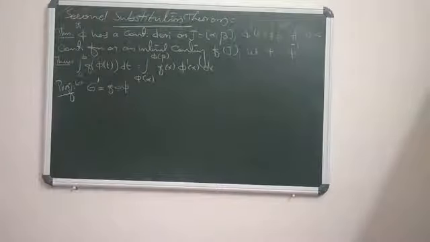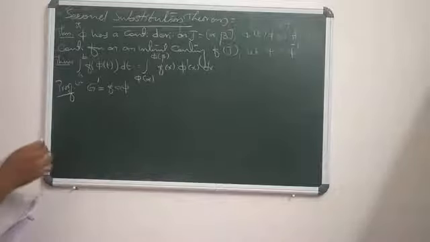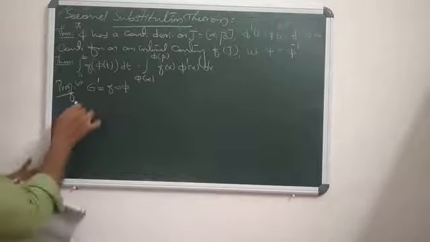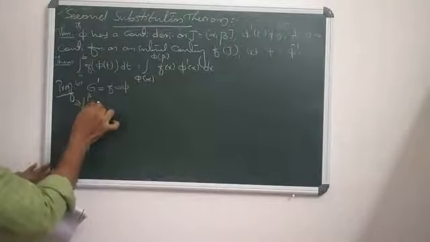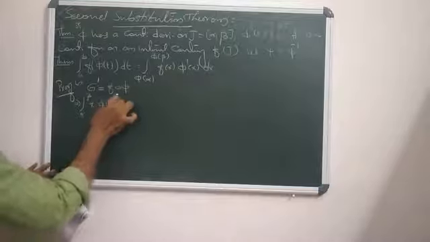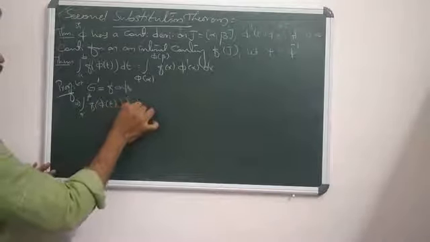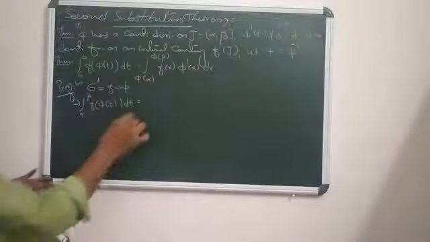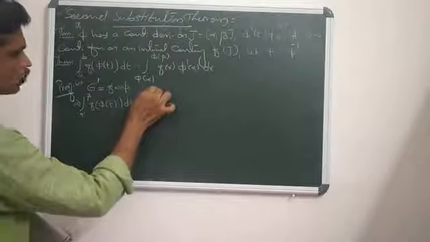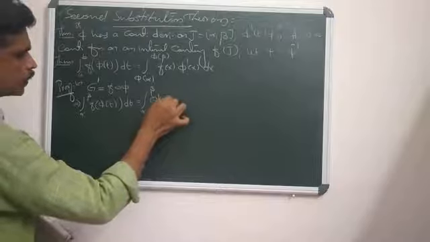Means g is the integral from a to b, or integral alpha to beta, of f composition phi of x dx. Clearly, g dash is f composition phi. Therefore, integral alpha to beta f of phi of t dt equals integral alpha to beta g dash t dt.